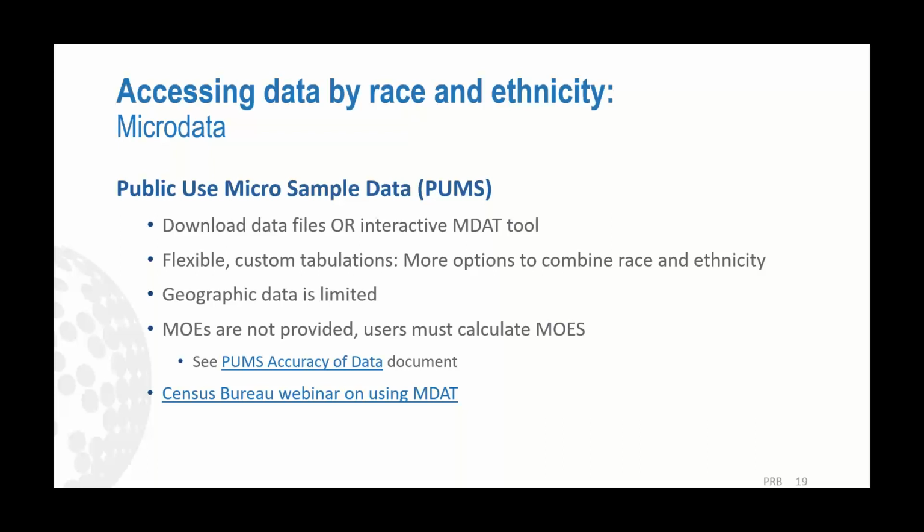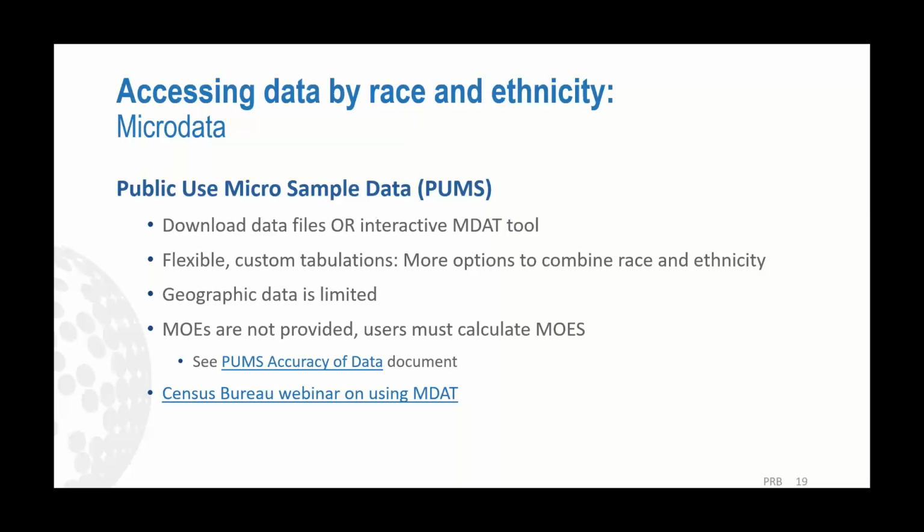Using the microdata can be advantageous because you can tabulate the ACS data by many different combinations of race and ethnicity. And this can be especially helpful if you're trying to isolate race data separate from ethnicity. So looking at non-Hispanic race categories, for example.